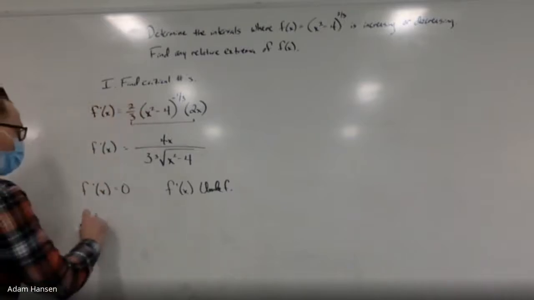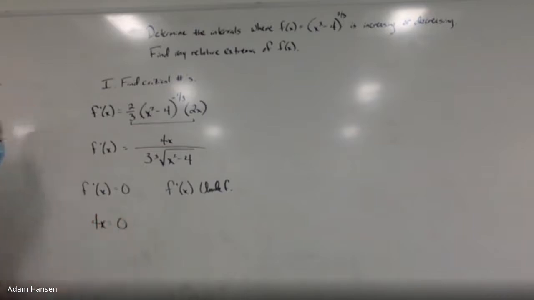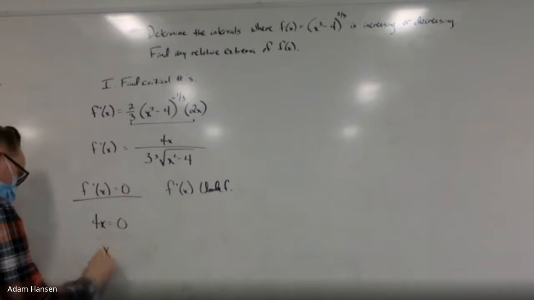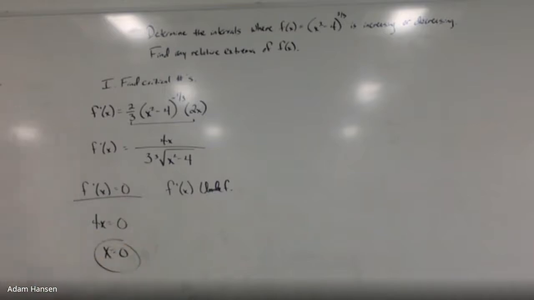So let's set 4x equal to 0. Obviously that occurs where? 4x equals 0 when x equals 0. So there's one critical number. I know that the derivative changes sign at 0, because the derivative is equal to 0 at 0.